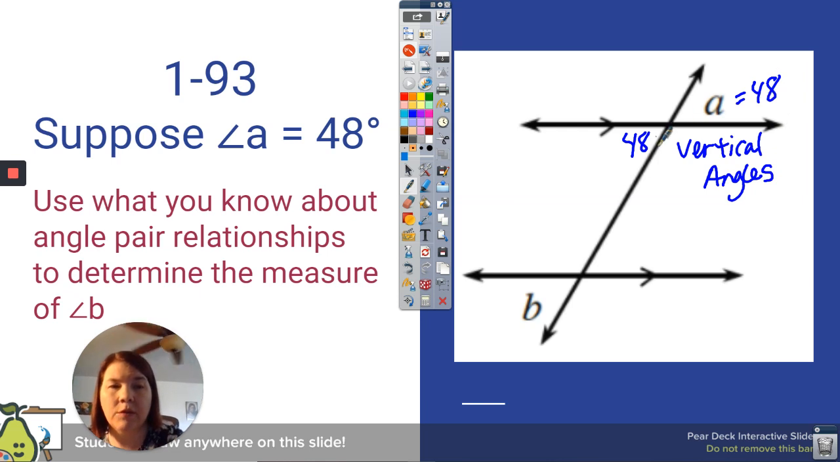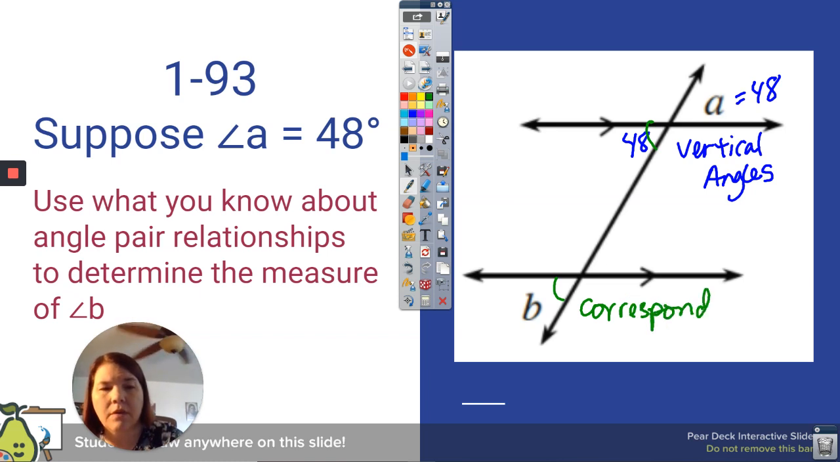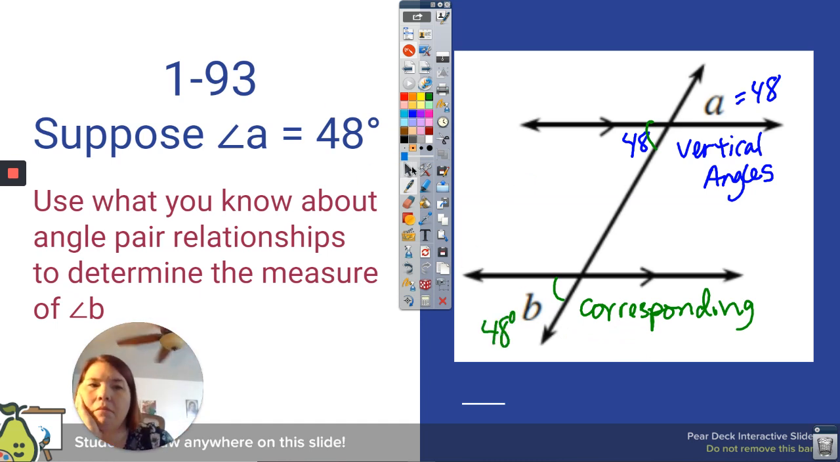So if A is 48, this one's 48 because they're vertical angles, and this one that I just wrote down and B, what do they do? Oh yeah, they're corresponding, in the same position. That means they're the same. So B is 48. Cool. And notice these two are on alternating sides of the line, just like that first one we did. All right, let's see what we got.